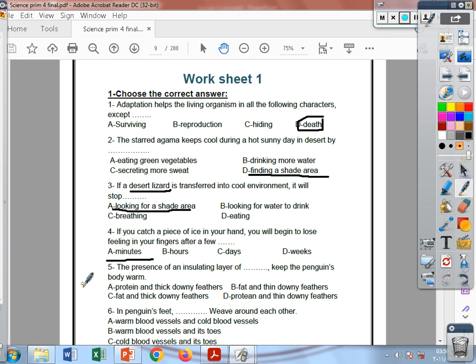The presence of an insulating layer of what keeps the penguin's body warm? Excellent. Fat and thick downy feathers.